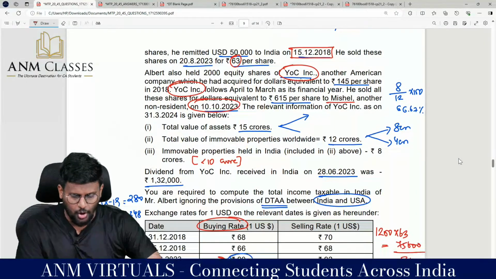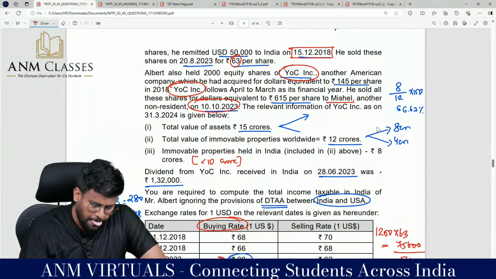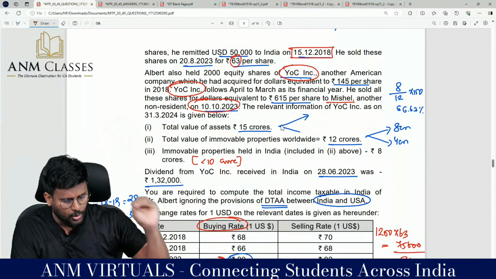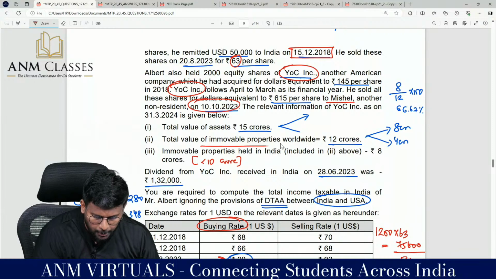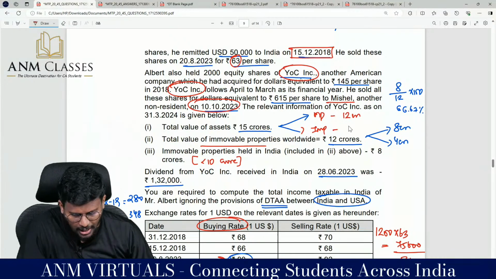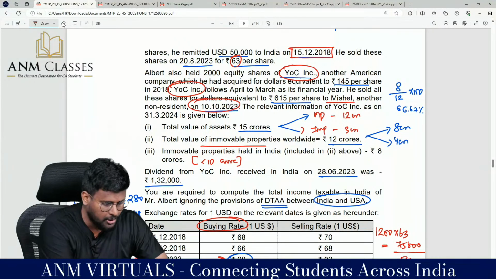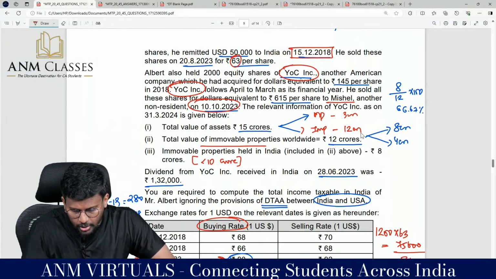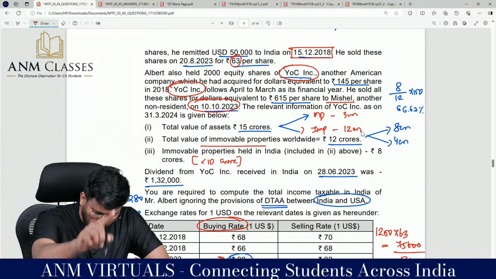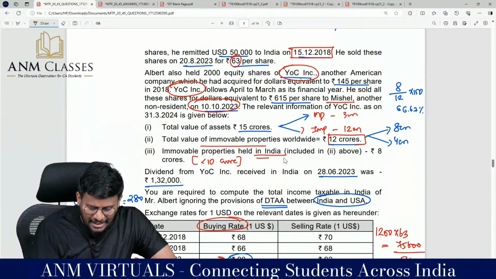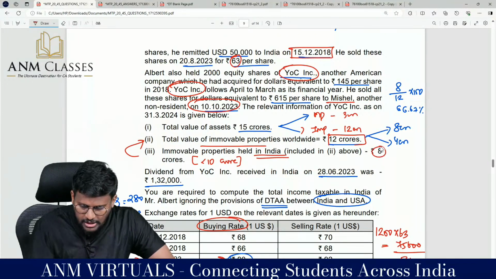The relevant information of York Incorporation as on 31/3: total value of asset 15 crore. Immovable property worldwide 12 crore. So the remaining 3 crores is movable property. Total value of immovable property worldwide is 12 crore. Immovable property held in India included in 2 above is only 8 crore.